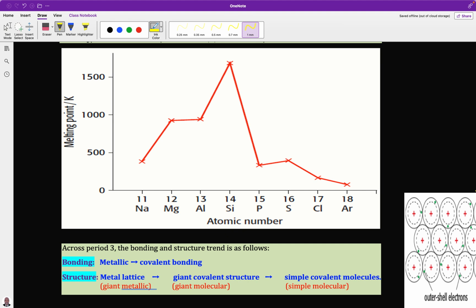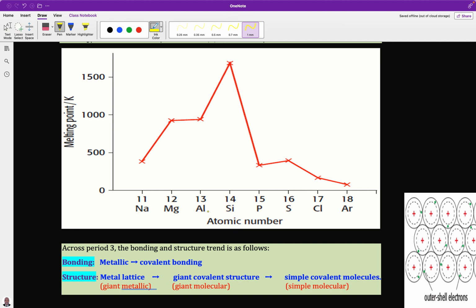Electrical conductivity is very low compared to other metals like sodium, magnesium, and aluminum. Let me say, the electrical conductivity of silicon is lower compared to group 1, group 2, and group 3 metals.